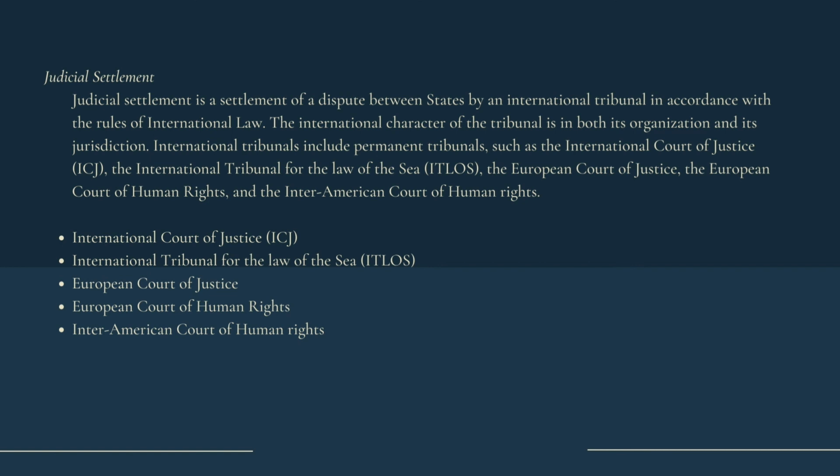Judicial method. Just like the quasi-judicial method, there is only one method in the judicial method, which is judicial settlement. Judicial settlement is the settlement of a dispute between states by an international tribunal in accordance with the rules of international law, with the international character of the tribunal in both its organization and its jurisdiction.